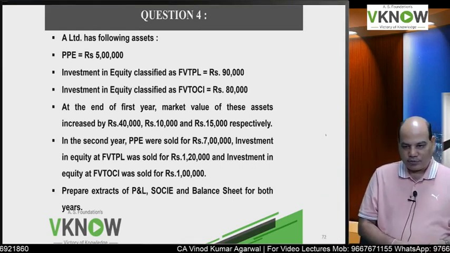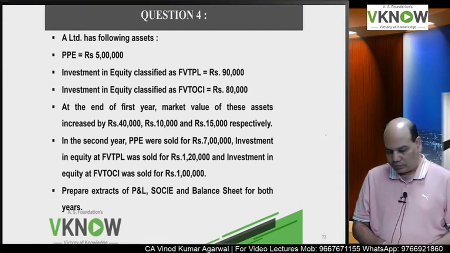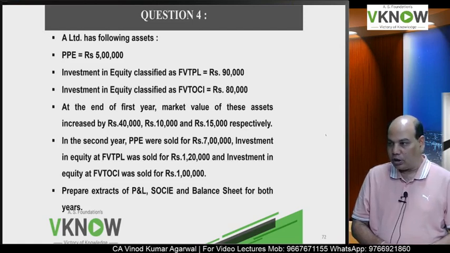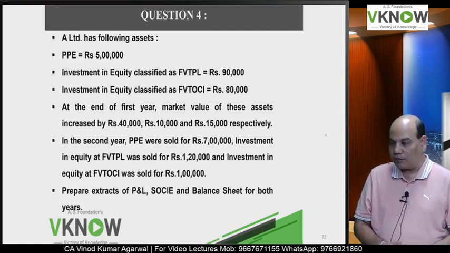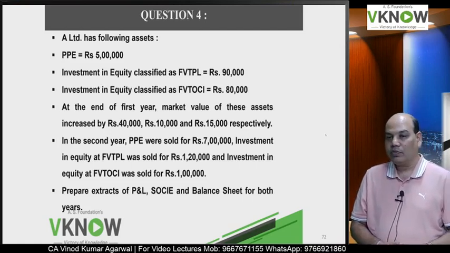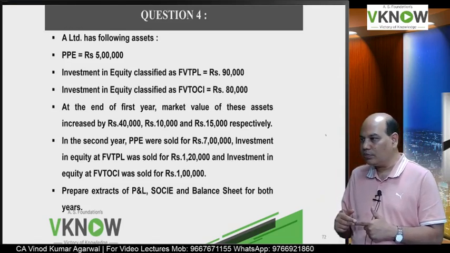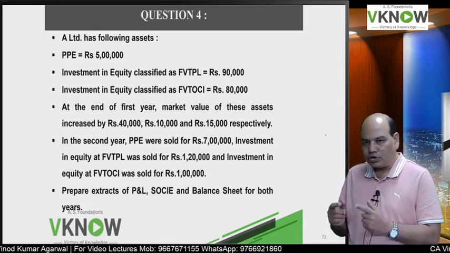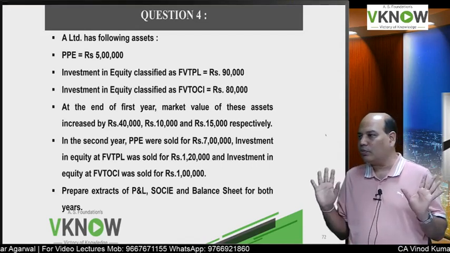A Limited has the following assets: PPE rupees 5 lakh, and investment in equity instrument classified as FVTPL. What is the full form of FVTPL? Fair value through P&L account. It means these are investments in equity shares where, when the fair value changes, the change in fair value goes directly to P&L account. So no problem with that.